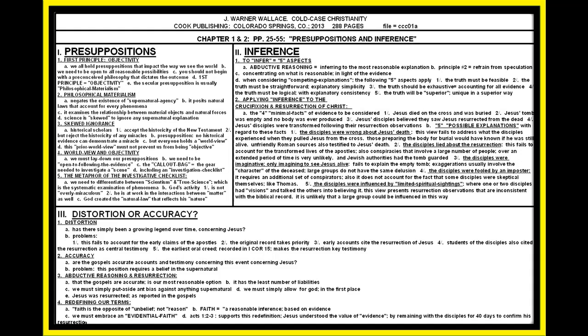In our brand new study in apologetics, we're looking at the book Cold Case Christianity by J. Warner Wallace, published in 2013 by Cook Publishing in Colorado. We're going to take a look at chapters 1 and 2 to get started here. We're going to look at the role of presuppositions, the role of inference, and then the categories of distortion or accuracy. Let's begin with block 1.